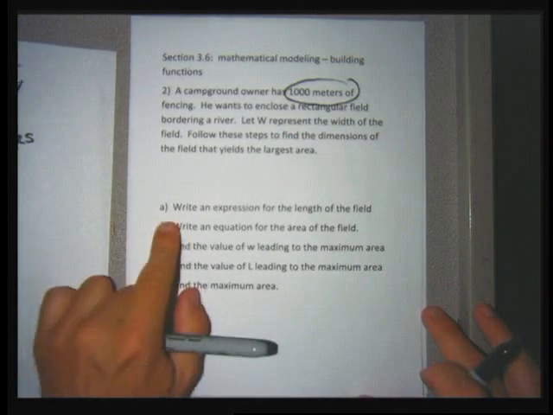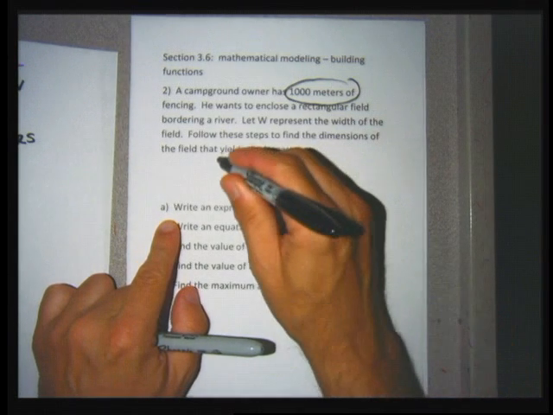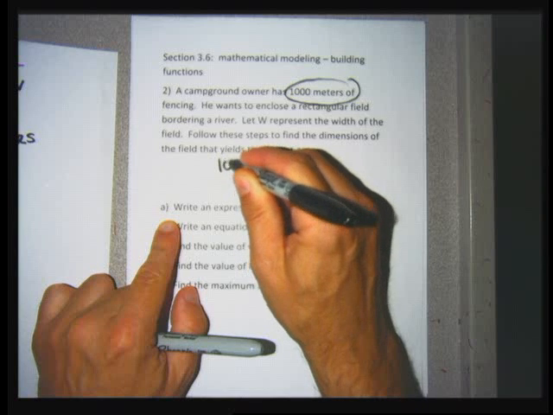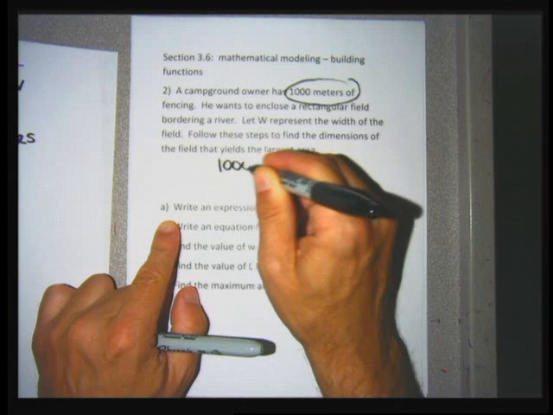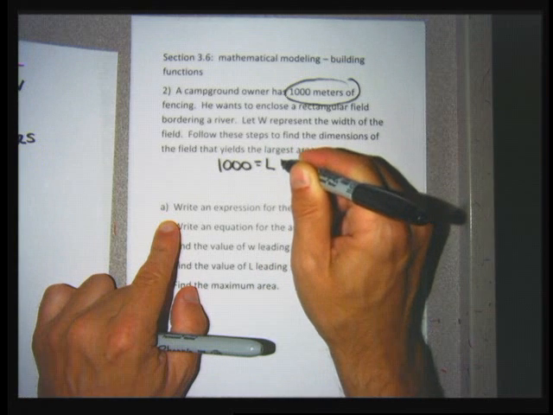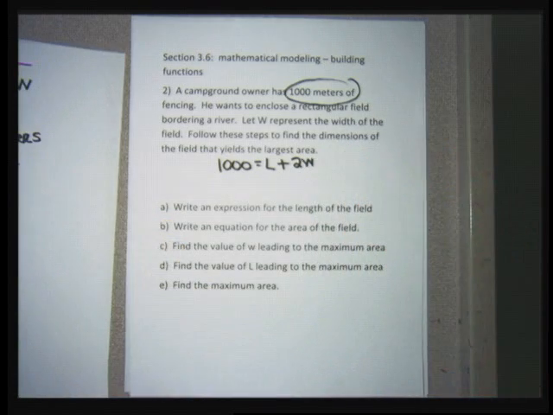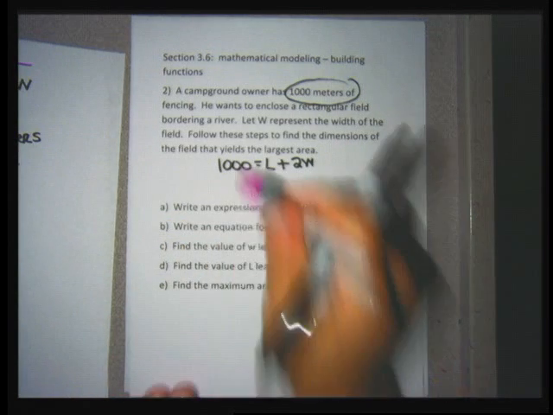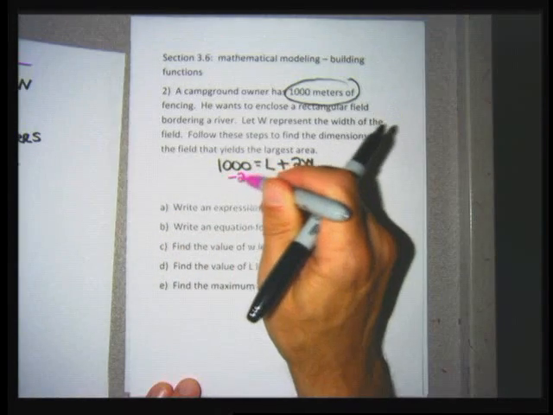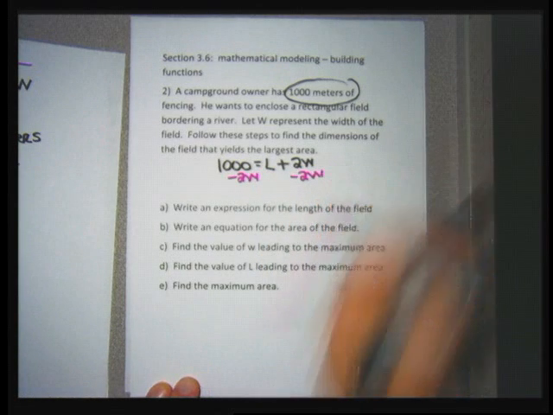Having this sort of understanding of the problem, I should be ready to do the problem. The first part says write an expression for the length of the field, which means write an equation that says L equals, because L is the length. Well, I wrote an equation that said perimeter is 1,000 equals L plus 2W. It's not terribly hard to solve this for L, and that would be writing an expression for the length of the field. Just means write an equation that has L solved for, or L equal to something.